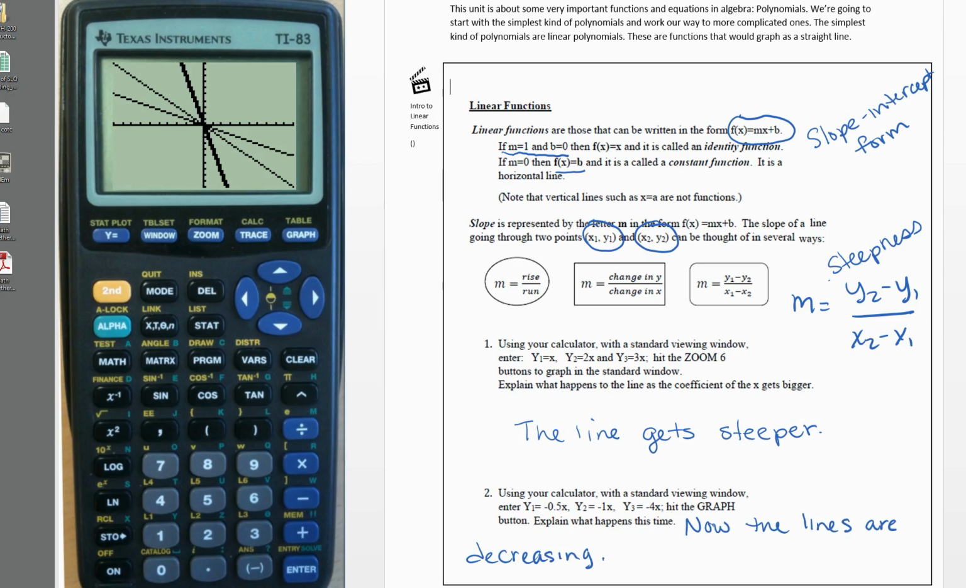So we're going to talk all about how to find the slope, how to find equations of lines, how to graph the lines, all sorts of things. But this is just kind of an introduction of what that slope looks like and slope-intercept form.